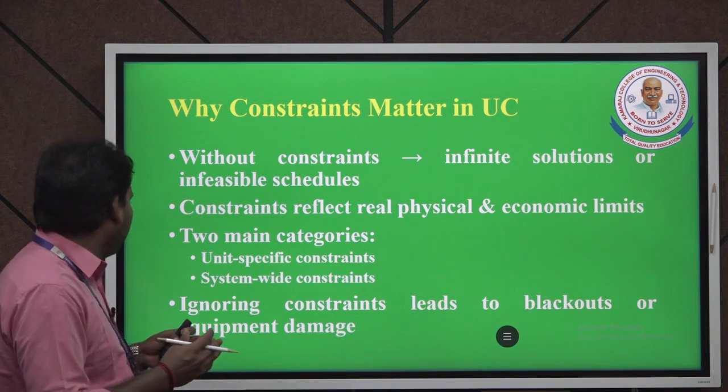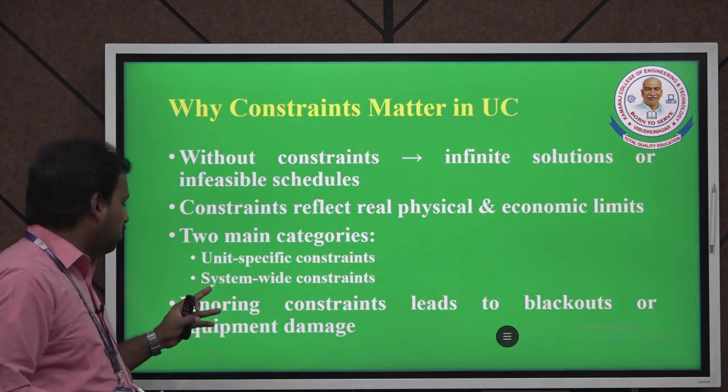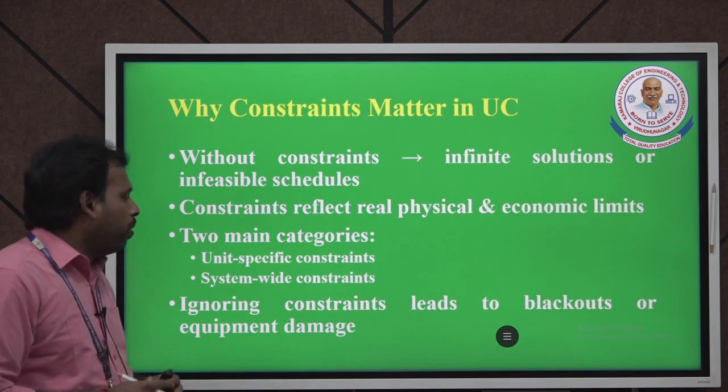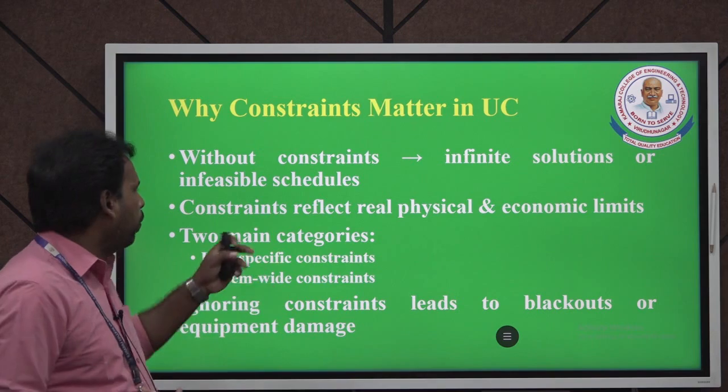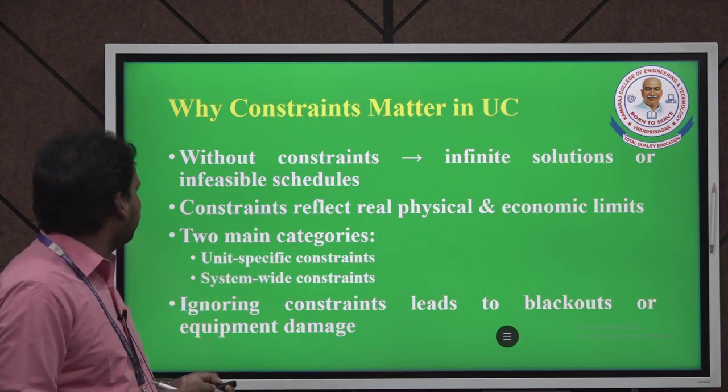So there are two main categories: unit-specific constraints as well as system-wide constraints. Ignoring constraints leads to blackout or equipment damage. This is the main need for unit constraints.